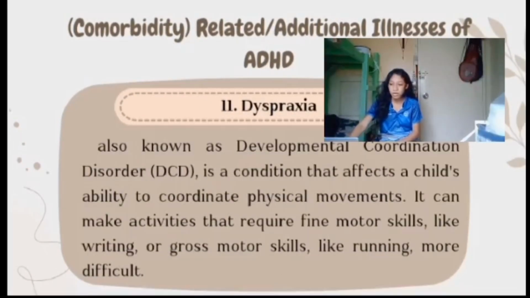So 11, we have dyspraxia, also known as developmental coordination disorder, or DCD. It is a condition that affects a child's ability to coordinate physical movements. It can make activities that require fine motor skills like writing or gross motor skills like running more difficult.